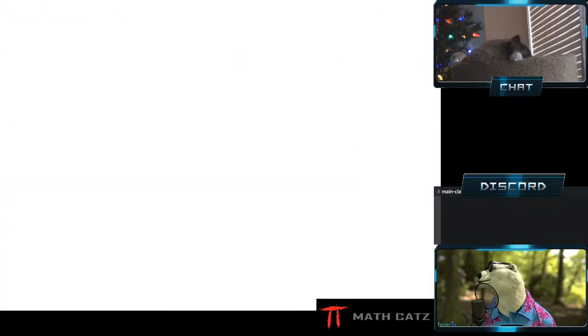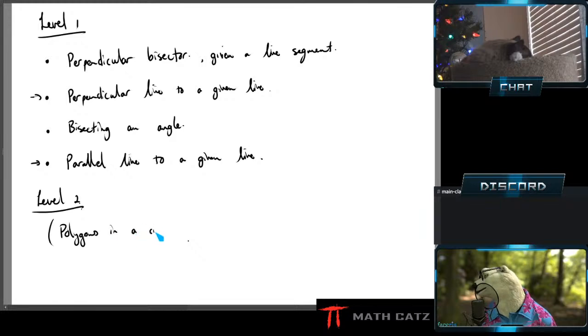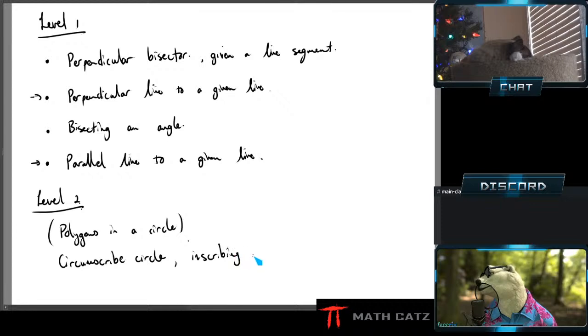Same thing now happens when I do my, so I'll say here level 2. We've done previously polygons in a circle. We've done circumscribing a circle. We've done inscribing a circle. We've done all that. And I'll put that at level 2.